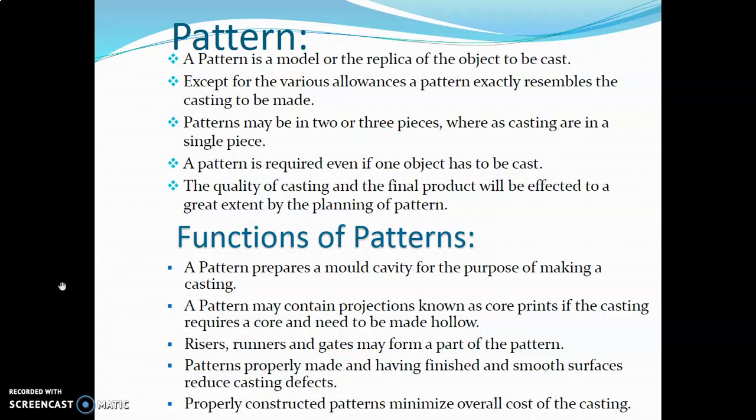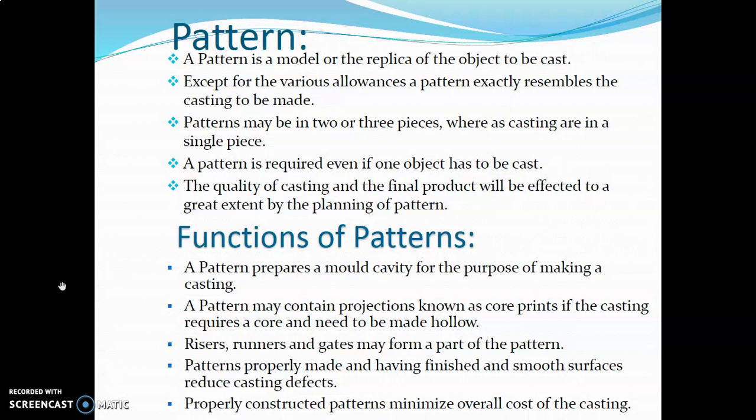The quality of the casting and the final product will be affected to a great extent by the planning of the pattern. Suppose you are replicating the product from the pattern. If you make an accurate pattern with close tolerance and surface finish, that will be reflected in your final casting. So you have to focus on the pattern quality.